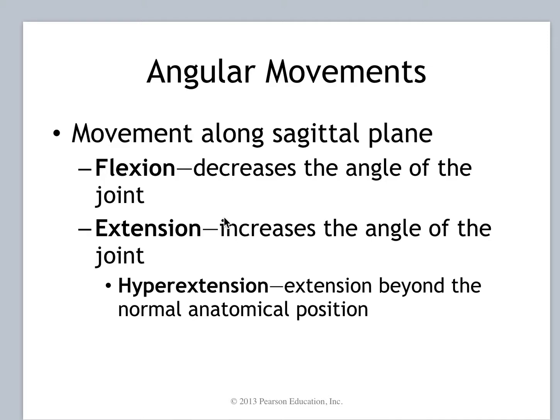Flexion, by definition, is a decrease in the angle of a joint. Extension is when the angle of the joint is increased. Hyperextension is when the joint is extended beyond the normal anatomical position.